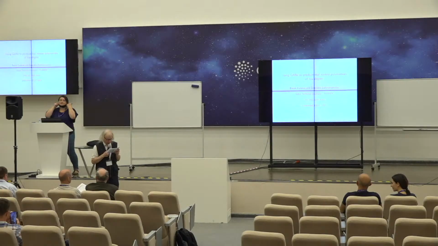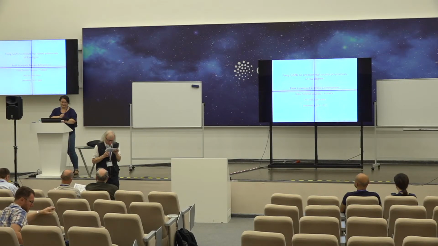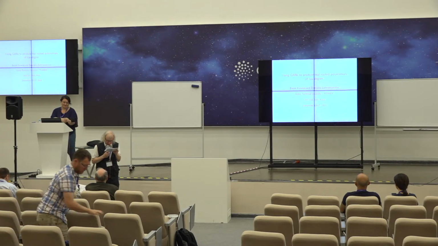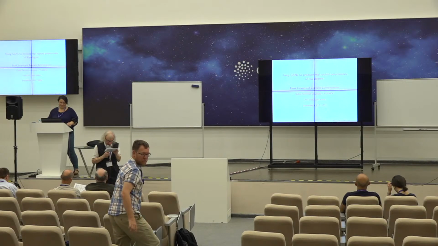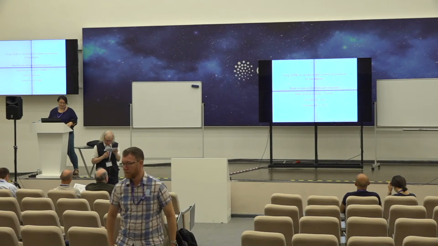Okay, let's start our second morning's session. And the first talk is by Başak Karakaş and Zafeirakopoulos, using GAN to produce real-rooted polynomials of low degree. Let's start. Thank you.